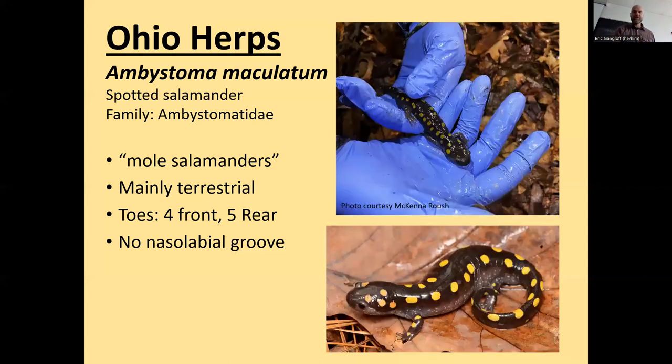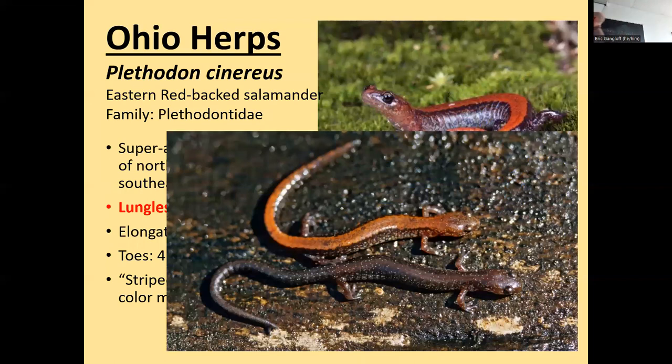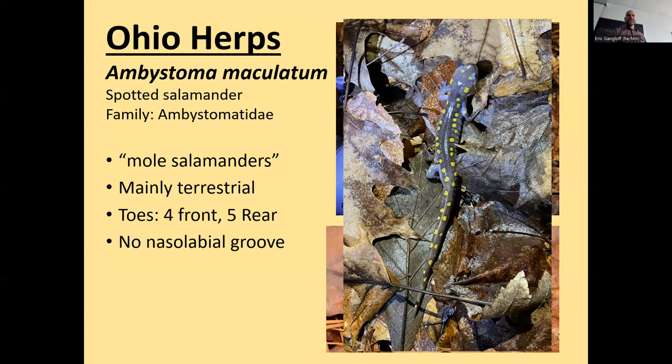Plethodon cinereus, you can see it pretty well too, but not quite as well, kind of right in here. And you can actually count, in some species, the number of those costal grooves, and that helps you delineate one species from another. Let's hear what else.